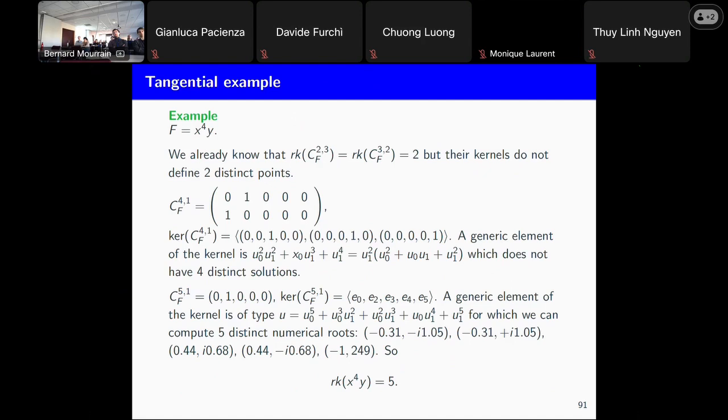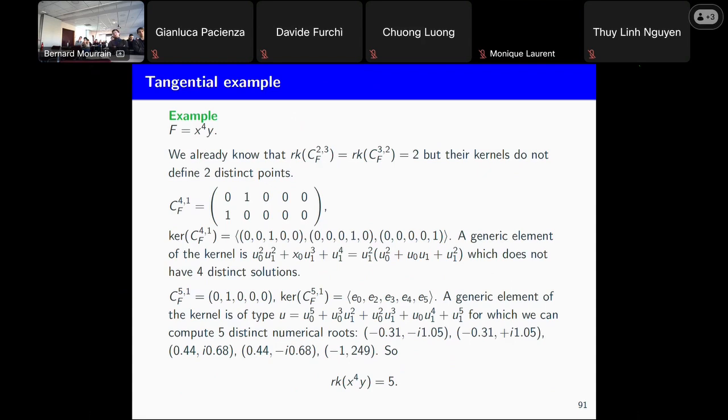And now I take some generic element here. I just make a combination of these three vectors. This polynomial is U0. And it factors in this form here. But again, I don't find four distinct solutions there. Yes, because this is a double root.